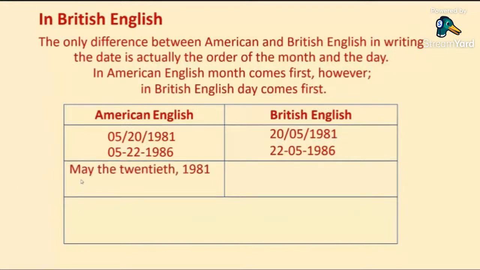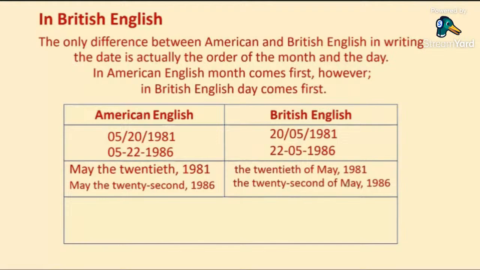In writing in words, this is how you write the date in words. May the 20th, 1981. And another one, May the 22nd, 1986. For British English, of course, day comes first, followed by the month and then the year. The 20th of May, 1981. For American English, instead of saying the 20th of May, 1981, we say May the 20th, 1981. And another one, the 22nd of May, 1986. For American English, month comes first, May the 22nd, 1986. Month comes first, followed by the day and then the year.